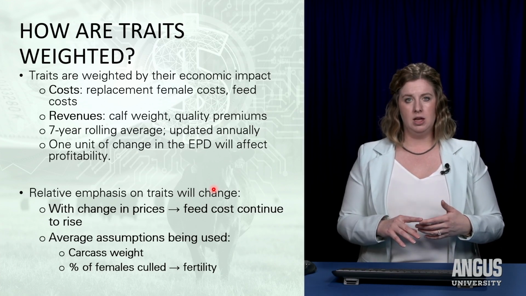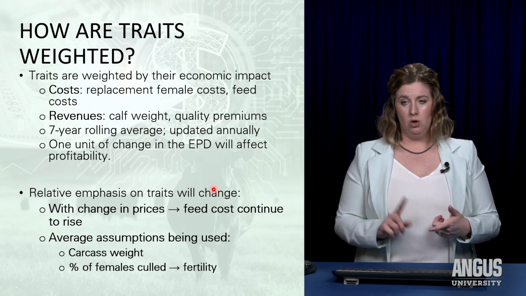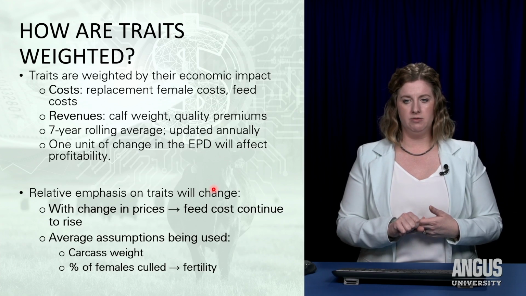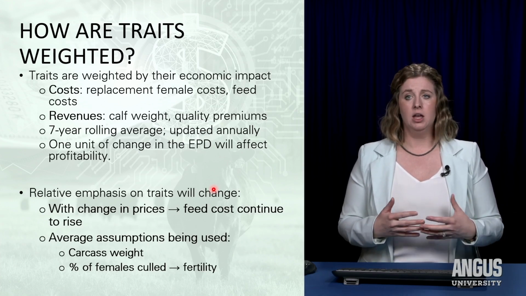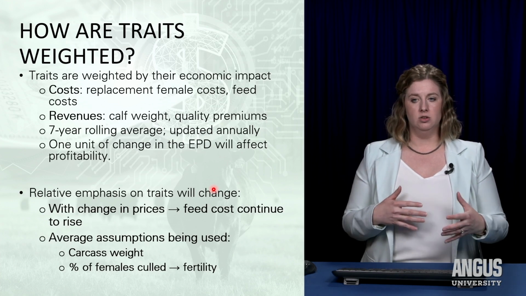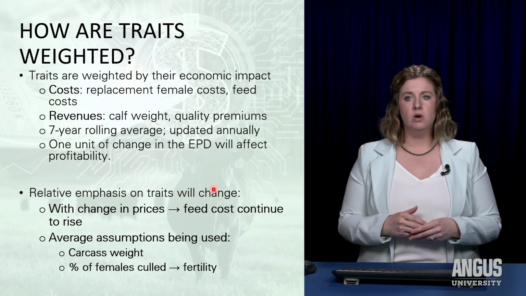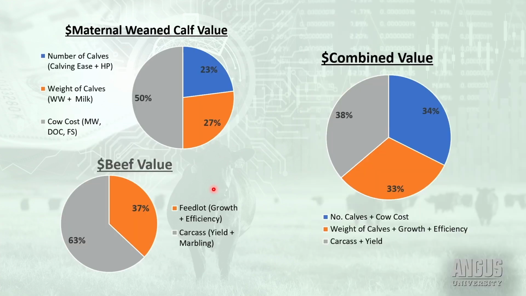So we'll also update things like what is the average carcass weight that we're seeing roll through the plants out there in the industry. And we also keep an eye on different things like the percent of females that are getting culled for issues like fertility. Having those economic assumptions and those average assumptions of the industry correct inside of your models is really important so that we can continue to drive the profitability of our herds.